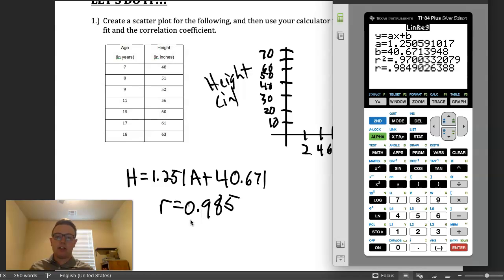We put down our correlation coefficient, which is 0.985. What does that tell us? It tells us that this is super strong and super close to a line. This is why it's really handy to have your calculators for this. It just does all of the math for you.